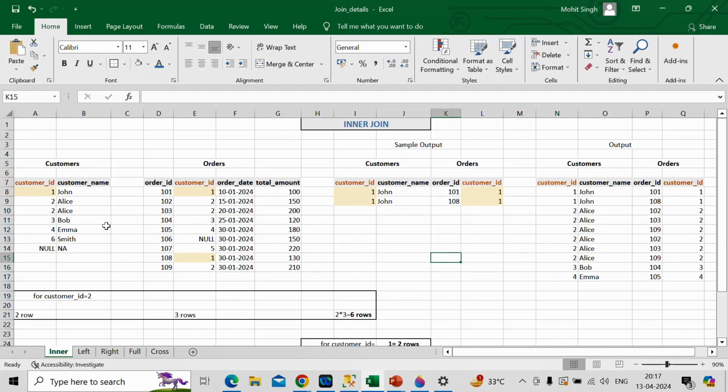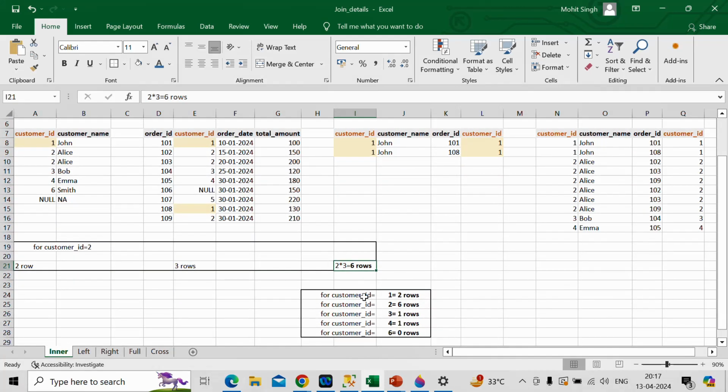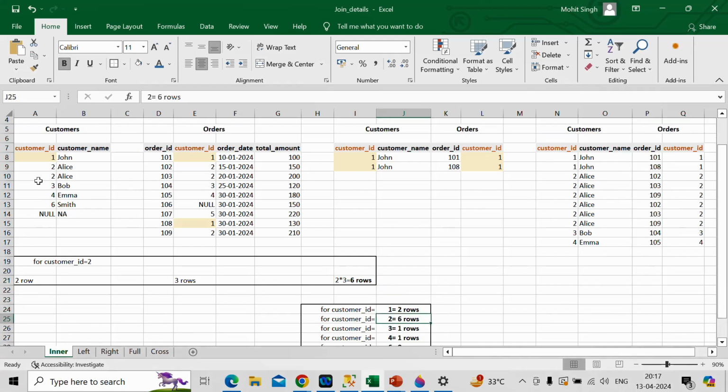So how many records will there be for customer ID 2? Same formula we can apply. There are two values in the customers table and 3 in the orders table. So 2 into 3, that is 6. So the same we have mentioned here. For customer ID 1, we got 2 rows. For customer ID 2, we got 6 rows. Okay. So again, this row has completed its job.